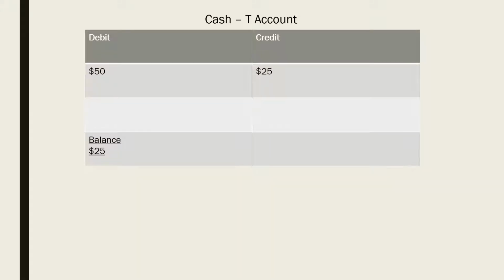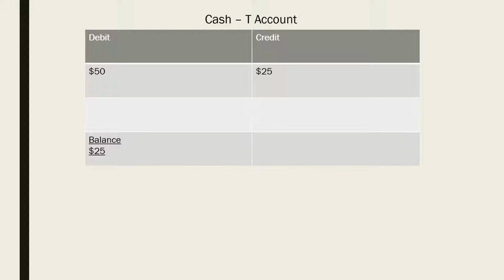This slide shows the cash T account. A T account helps you determine what your balance is in a particular account. This shows the debit of $50 for the first transaction and a credit of $25 for the supplies expense. Thus, your balance for your cash is $25. This should tie to the balance sheet for your cash and also to your bank statement.